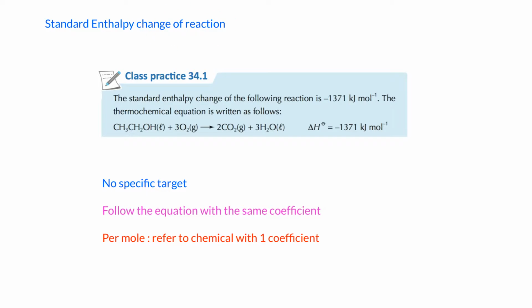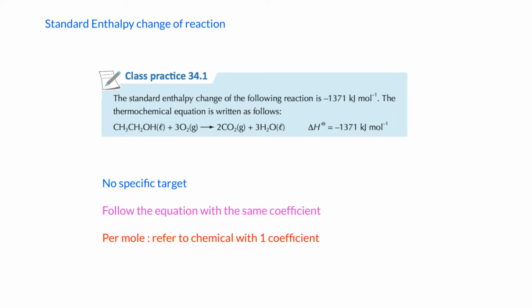So for this kind of reaction, first of all, you'll find we have no specific target. We didn't say which one will be the target of this equation. And also we follow the equation with the same coefficient. That means we follow this coefficient. So if you see per mole, you want to know which chemical you're talking about. Normally it refers to the chemical with one coefficient. In this case, that will be this one. So that will be the standard enthalpy change of reaction.